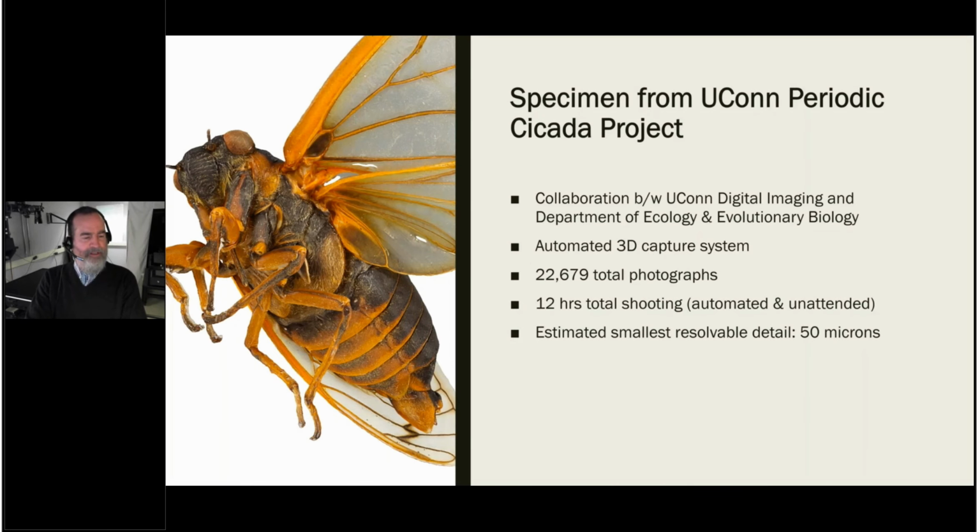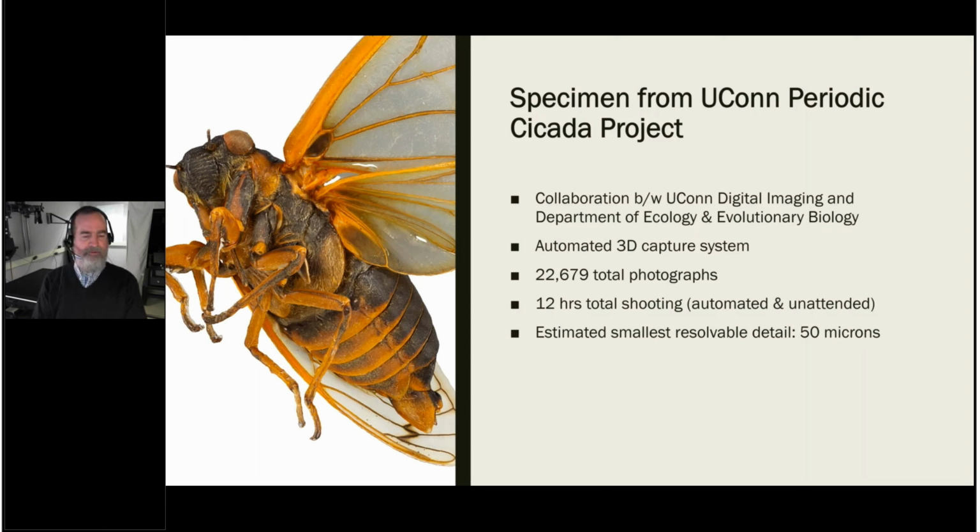A few notes on the image that I'm showing here. It's of a roughly 3-centimeter male cicada specimen from the teaching collection of Dr. John Cooley of UConn's Department of Ecology and Evolutionary Biology. I used our latest automated 3D capture system to shoot almost 23,000 total images of this insect in 12 hours.